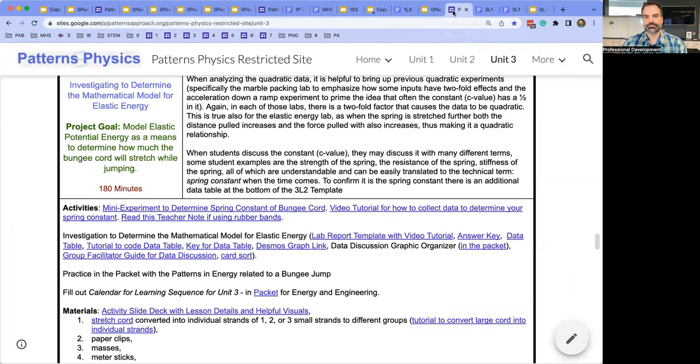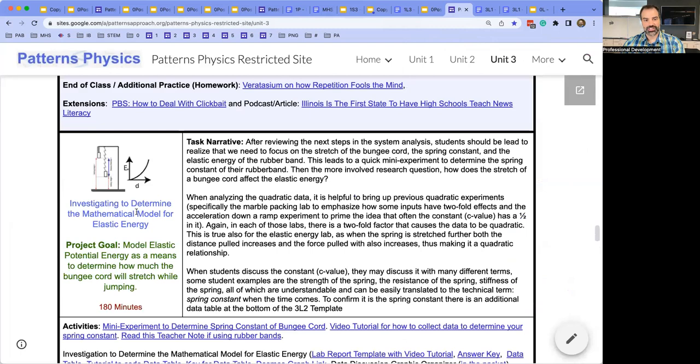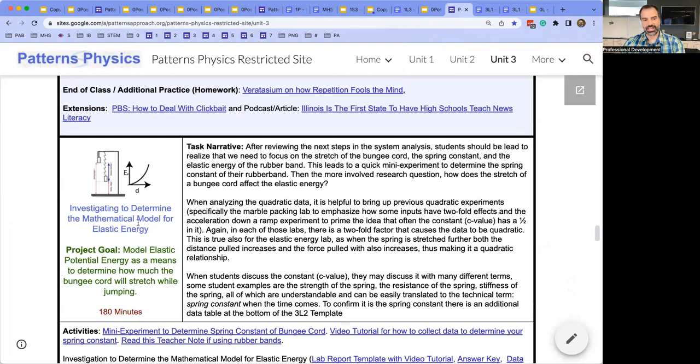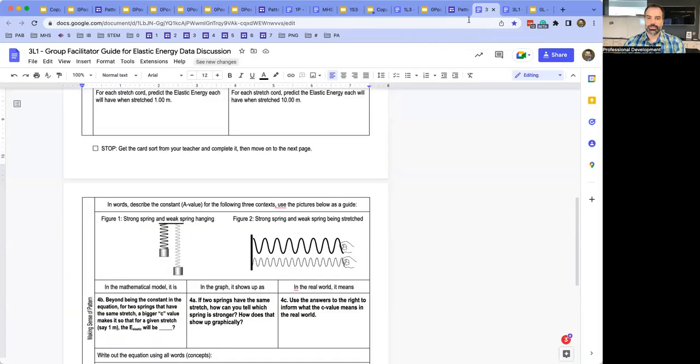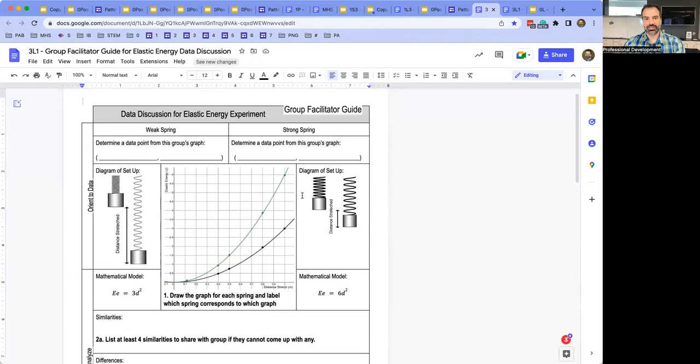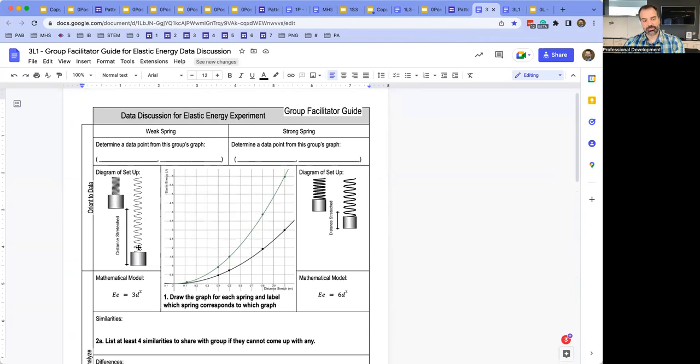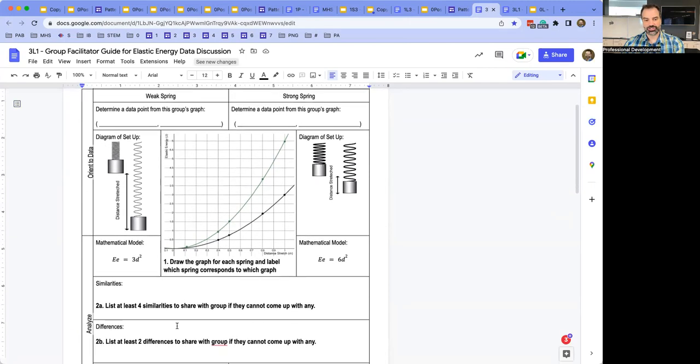All right, so I did say that I would show unit 3. So I just want to go here. We're looking at the investigation to determine the mathematical model for elastic energy. And if we go down to the resources, I just want to show this one, the group facilitation guide for data discussions. So I already have it open. Here we have it, group facilitator guide. So it's partially filled out. It has some guiding questions for students to ask.